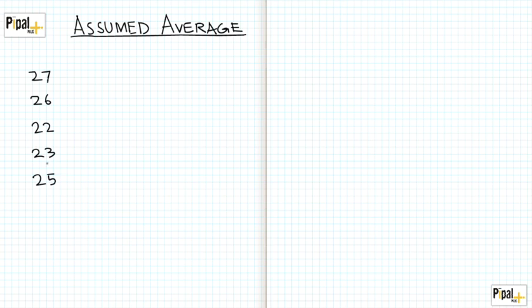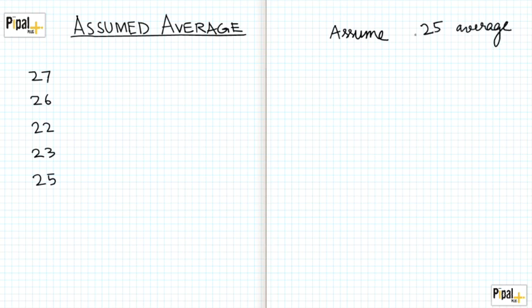While we could do the standard method of finding average, adding them up and dividing the sum by 1, 2, 3, 4, 5, what we are going to do now is find the average using a much shorter methodology, and that methodology is assumed average. So I'm going to look at all of these numbers and assume an average. Let's say we assume 25 as the average.